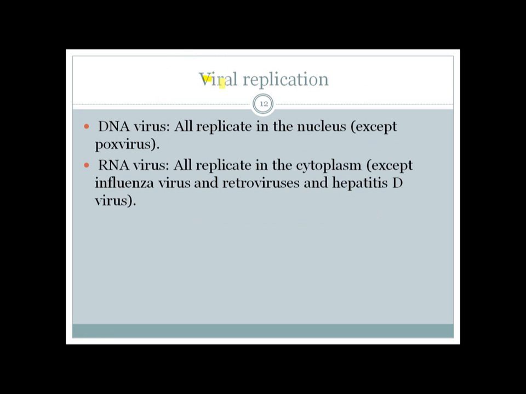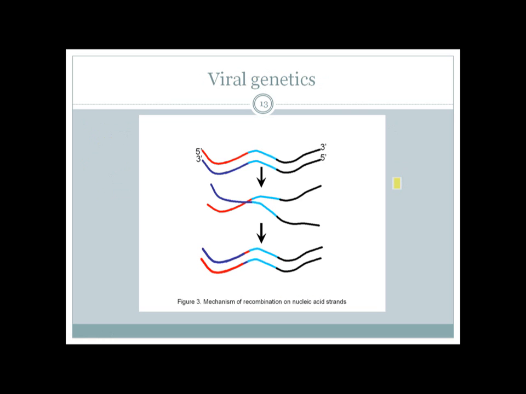So viral replication depends on what type of virus it is. If it's a DNA virus, it would like to go along with DNA, which is present in the nucleus. So most of the DNA viruses will be replicated inside the nucleus, except pox virus. And you have the RNAs in your cytoplasm. So most of the RNA viruses would like to go in the cytoplasm and replicate there. But there are some exceptions, which are influenza viruses, retroviruses, and hepatitis G viruses.